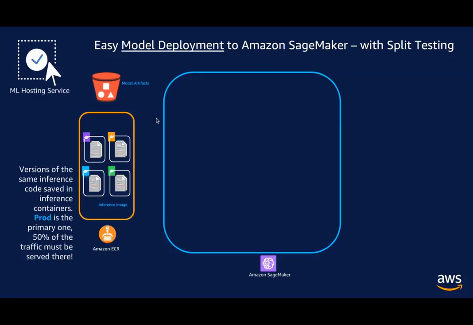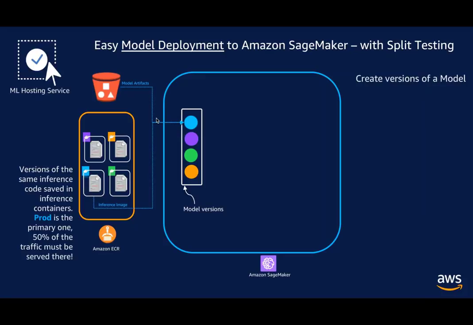Within the deployment section of Amazon SageMaker, it makes it very easy for you to do split testing. If you have multiple versions, you'd want to test out those versions before you put them into production. In this example, we have this model named prod, and we have a few other versions of that model as well that we want to test out.